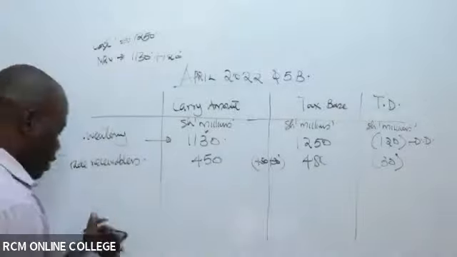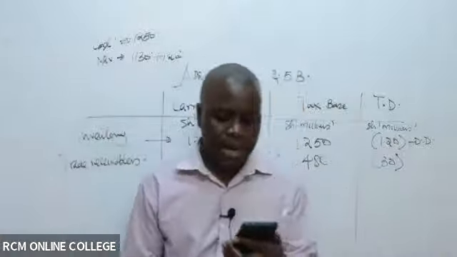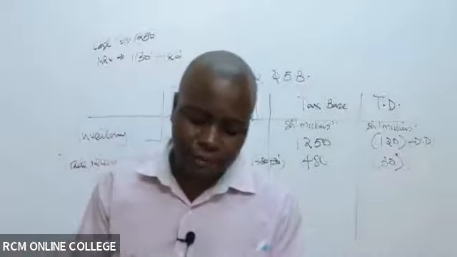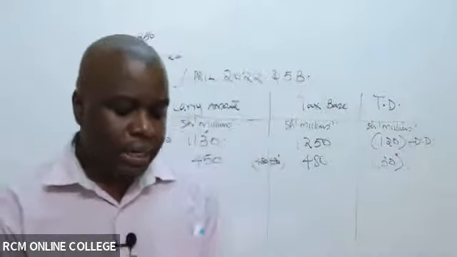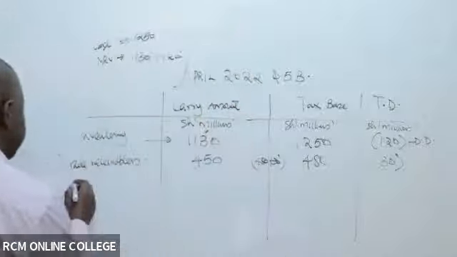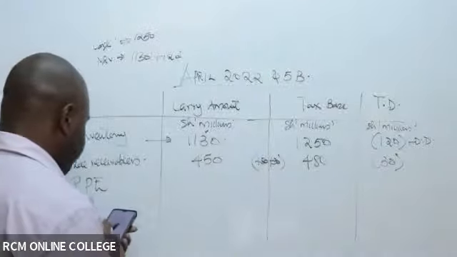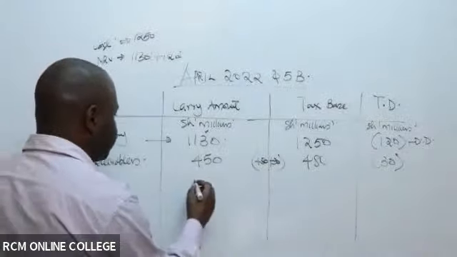Then number three, what happened? Property, plant, and equipment has a carrying amount of 50 million and a tax base of 2750. Of course, that you've already been told. So property, plant, and equipment has a carrying amount of 50.